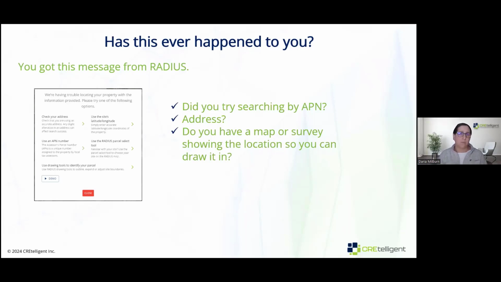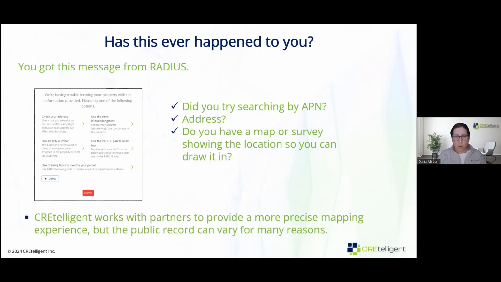What you want to make sure is that when you're coming into mapping your property, you have as much information about where your property is located as possible so that you can map it in radius. We work with our partners to help you provide a more precise mapping experience. But like we've covered, there are a lot of reasons why the public record can vary or why it may not match up with what's in the record.